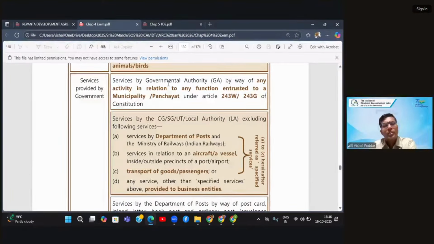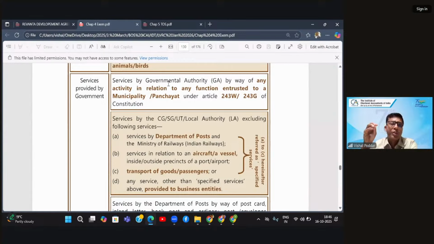Then comes services which are provided by government. Now, when we talk about services provided by government, what we have to understand and remember is the logic of the exemption. Where the government is performing any function which is a sovereign function and there is any charge, that is exempt. Second, where the government is providing services or facilities to the common public, that is also exempt. What is taxable is where the government is providing services to large business units.